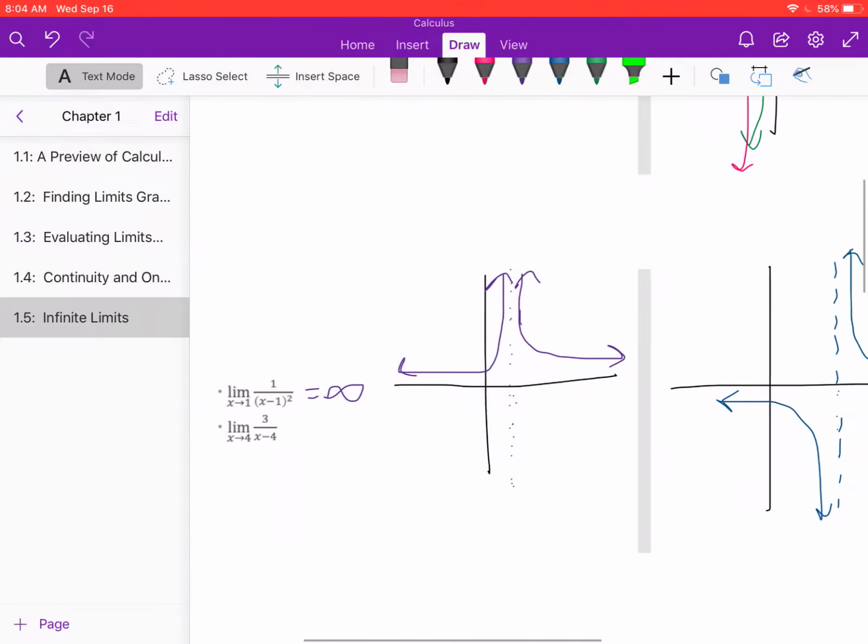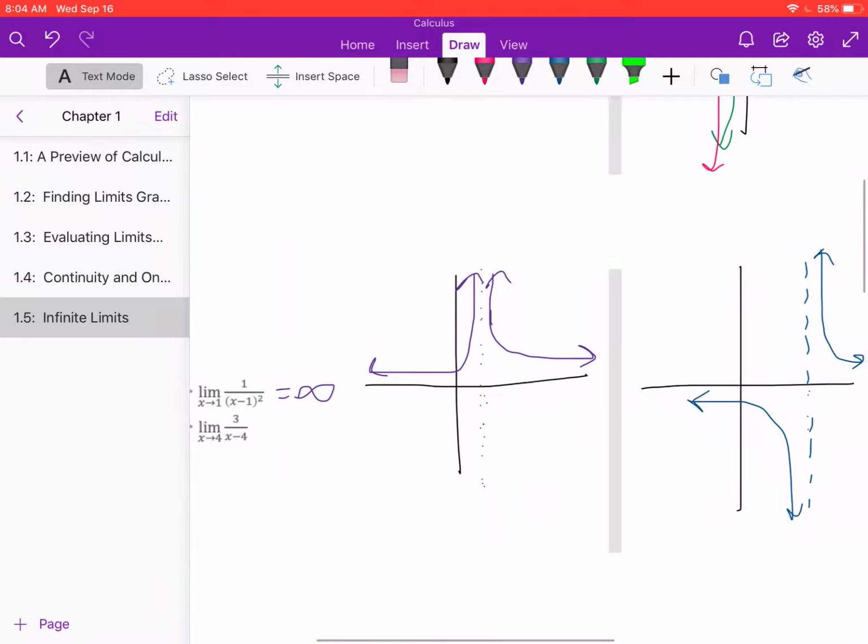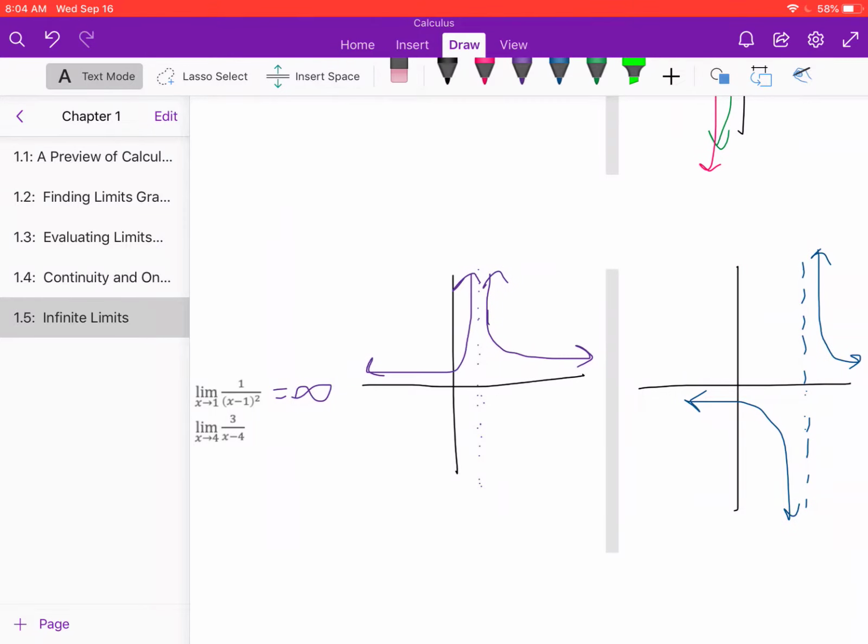The second one, I have it graphed over here in blue. So the limit as x approaches 4 of 3 over x minus 4. The asymptote is at x equals 4. Since they do not approach the same thing, technically it doesn't exist. But let's look at it piece by piece. Let's look at the left limit.